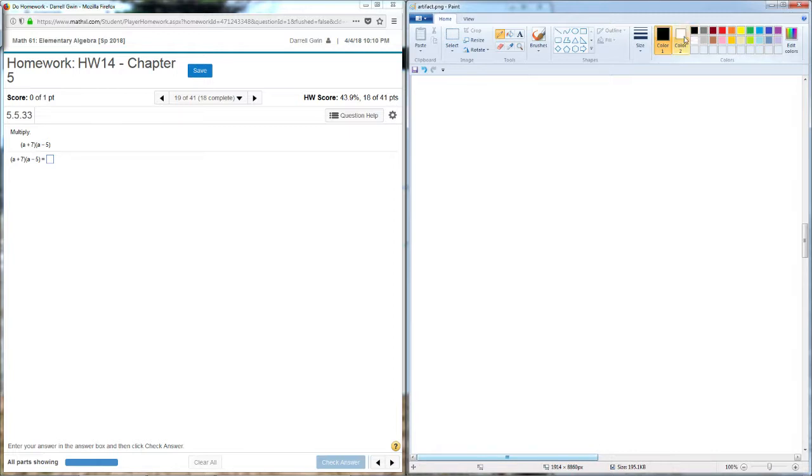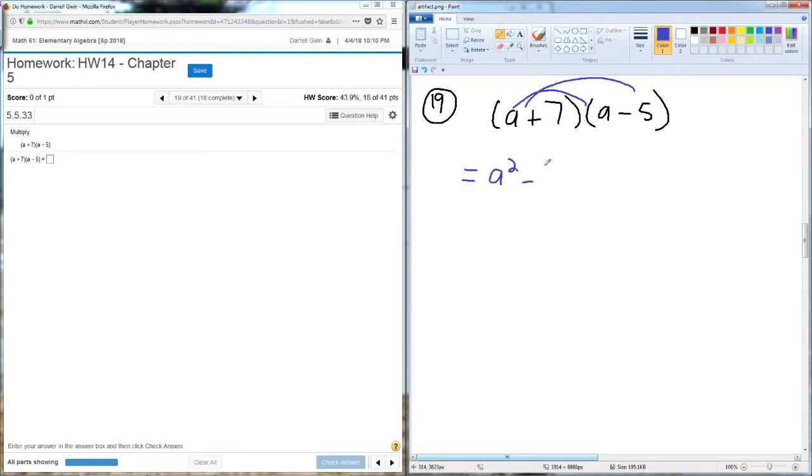Number 19. A plus 7, A minus 5. Alright, we're going to FOIL again, but I'm not going to write the F-O-I-L. I'm just going to do it like this. A squared minus 5a plus 7a and minus 35. Combine like terms, we get a squared.